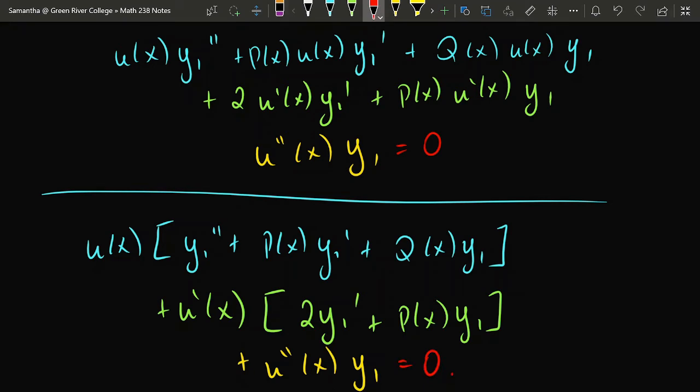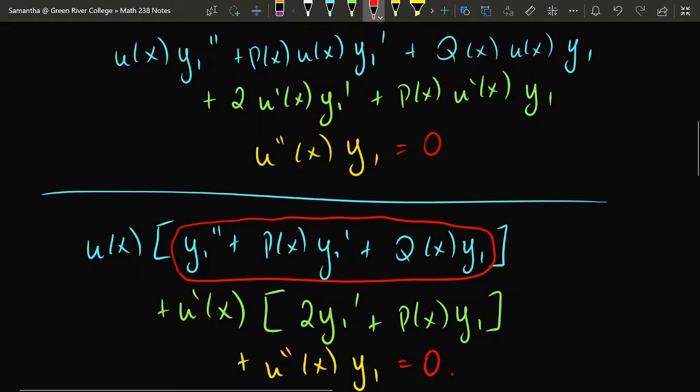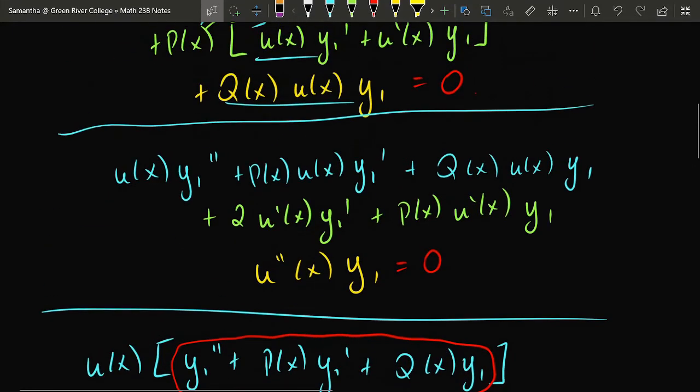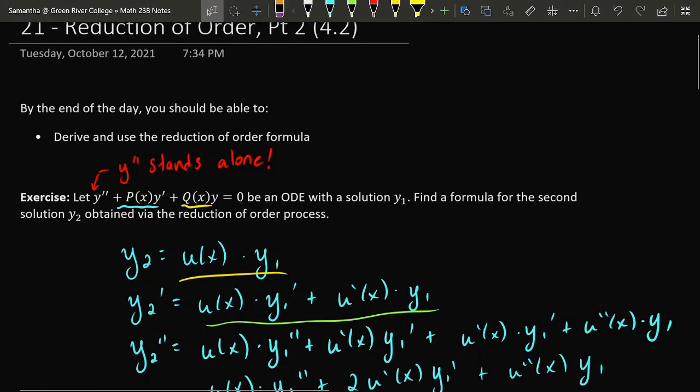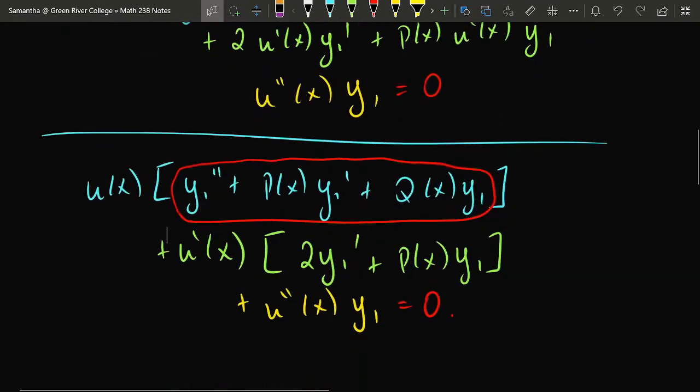Now remember, yesterday, we said that if reduction of order was done correctly, the u of x term should always cancel out when we combine like terms. And the reason for that lives in these blue brackets. Notice that what we have in the blue brackets is exactly the same thing as the left-hand side of our differential equation, y double prime plus p of x y prime plus q of x y, the left side of our differential equation with y1 in y's position.